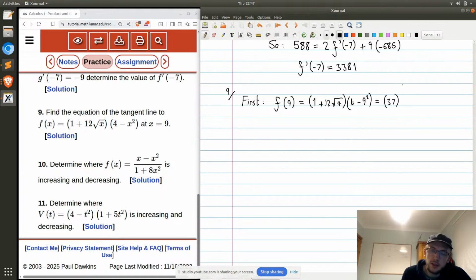4 take 81 is minus 77. A firework? No. That is right, isn't it? 4 take 81 is minus 77? Yes. Okay, now try to multiply these two numbers.